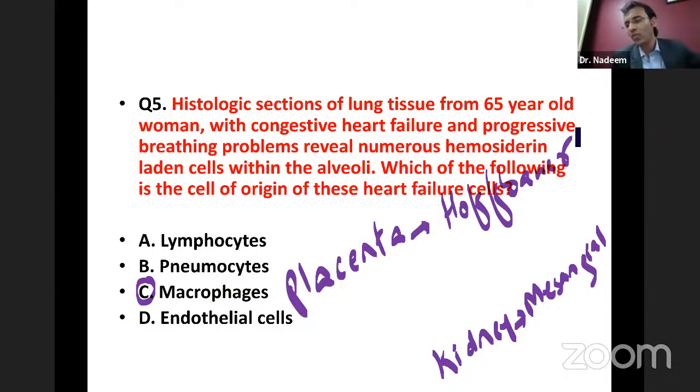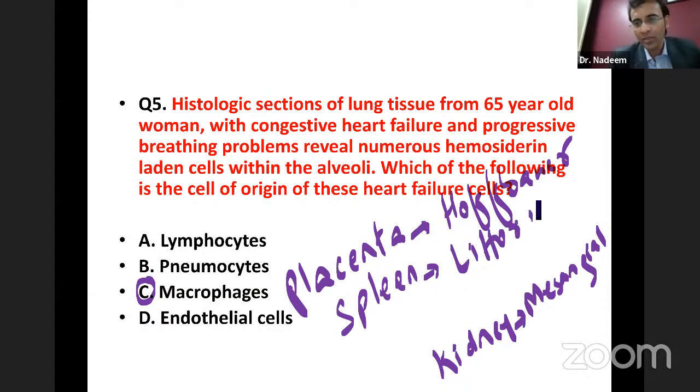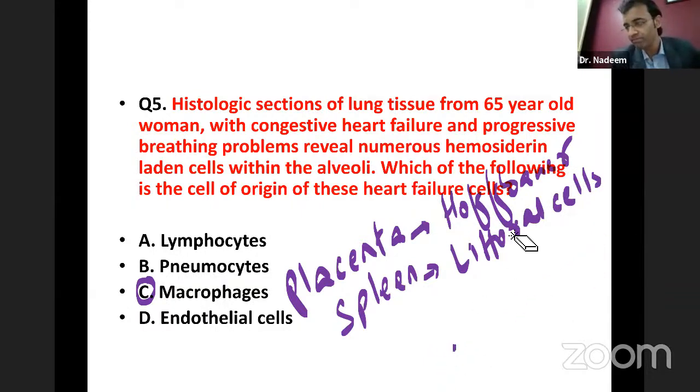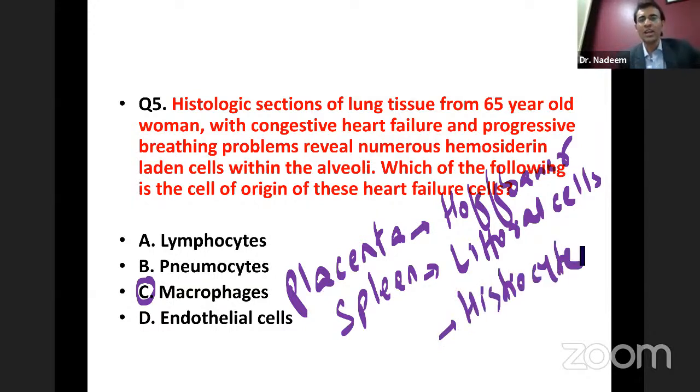Hofbauer cells, right? Fine. And when I talk about spleen, which one is it? In spleen we have littoral cells, right? All right. And what about the connective tissues? We have histiocytes, right? I hope this has given you a basic orientation of what kind of question can be asked on the basis of macrophages. Different clinical scenarios can be put here, and after that they can ask you a question related to the macrophage. So if you remember the macrophages in different organs, you can answer this kind of question.